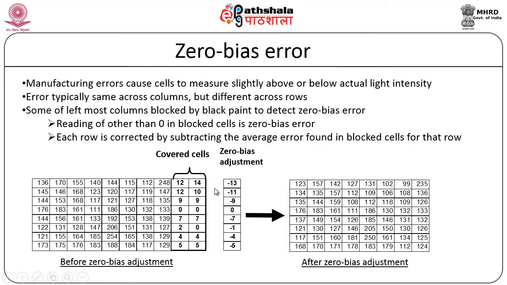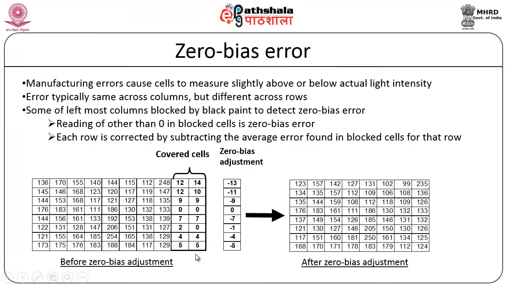Because of that, I will find out what is the average. So, 13 is there. For zero bias adjustment, I will subtract 13 from the whole row, so that the zero bias is corrected. Now you just see that if I am getting 0 0, then 0 is subtracted.